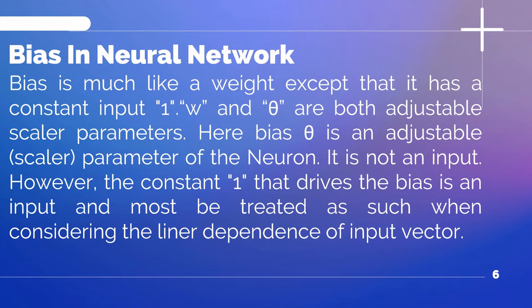So w and theta are adjustable scale parameters, because when we provide data points to a neural network, after using the net function and then the transformation function, we get a value. If this value is not close to our target value, then we repeat the whole process again and we adjust our w and theta. So w and theta, which are weights and bias, are adjustable parameters. Bias theta is also an adjustable scale parameter. It is not an input, but we assign a constant 1 to derive the equation, and it must be treated in the linear dependence case.